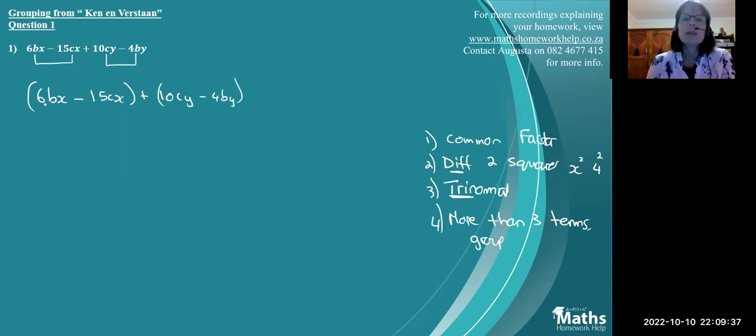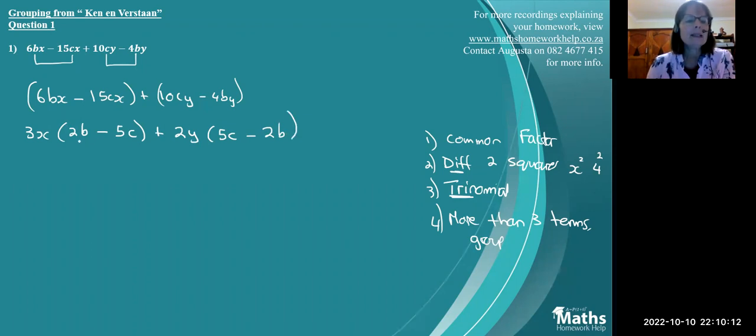Let's take something out common. What is common between 6 and 15? It will be 3. And we're going to take out the x. 6 divided by 3 is 2. X is gone, so it's a b. 15 divided by 3 is 5. X is gone, so c will remain. This one, what's common? 2. And we can take out a y. 10 divided by 2 is 5c. 4 divided by 2 is 2. And a b will remain.